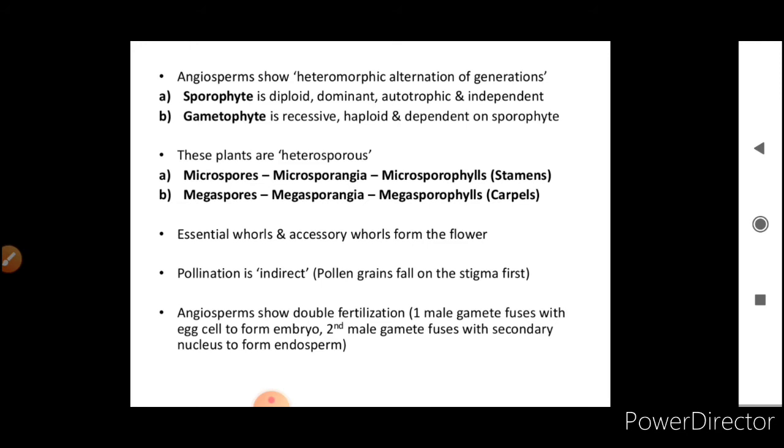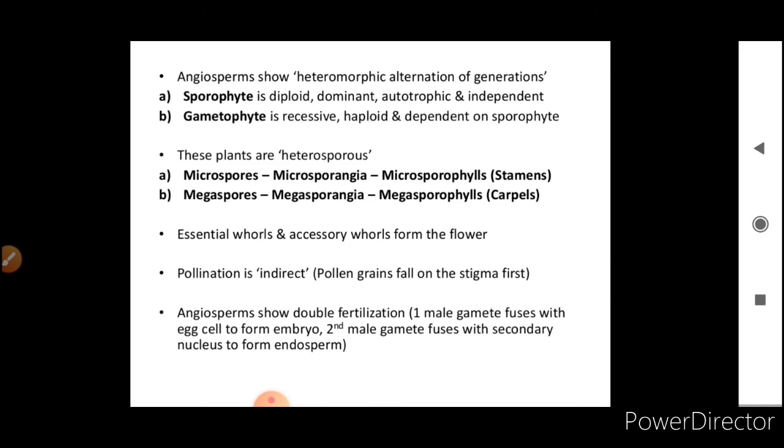These plants are called heterosporous because they will be producing two types of spores, that is microspores and megaspores. Microspores will be produced in microsporangia, which are on the microsporophylls, that is stamen, and megaspores will be produced in megasporangia that are present on the megasporophyll, that is the carpel. So stamen is the male reproductive organ in a flower and carpel is the female reproductive organ.